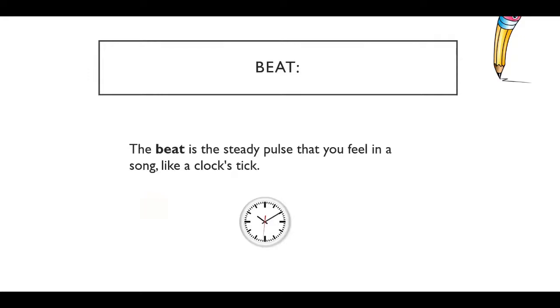Now what you need to do is just pause the video and copy this little definition of beat into your book. Make sure that you write the date at the top left-hand corner of the page.